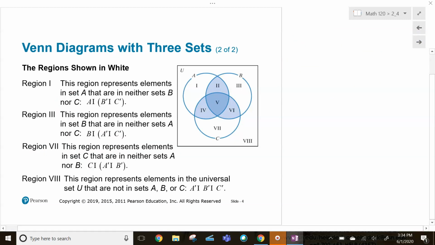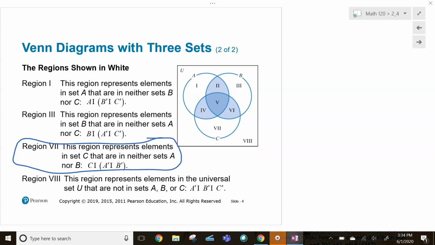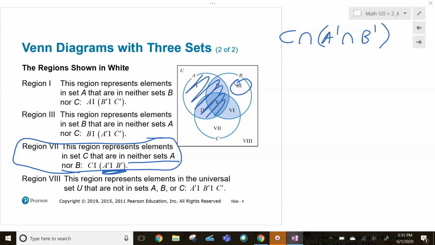Let's do one more here. How about region 7? This region represents the elements in set C that are in neither A nor B. In other words, C and, this is another way to say it, not A, the complement of A, and not B. So let's do not A first. Not A would be 3, 6, 7, 8.